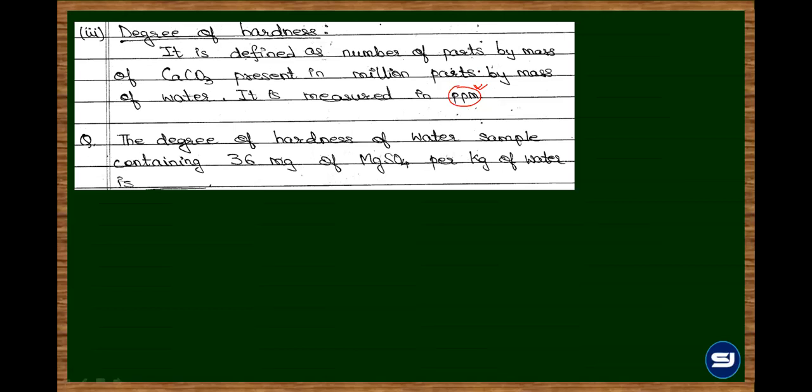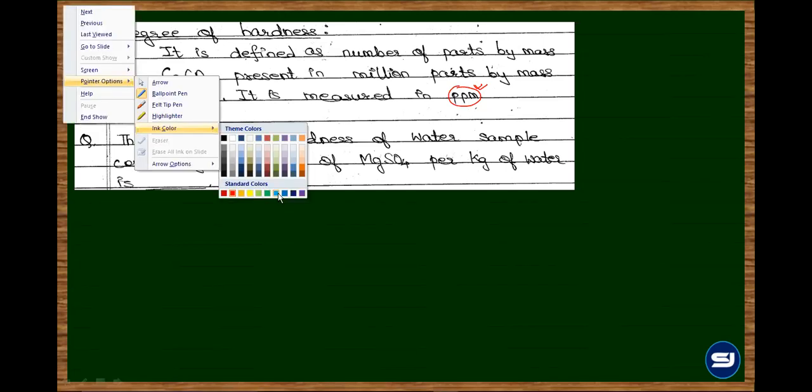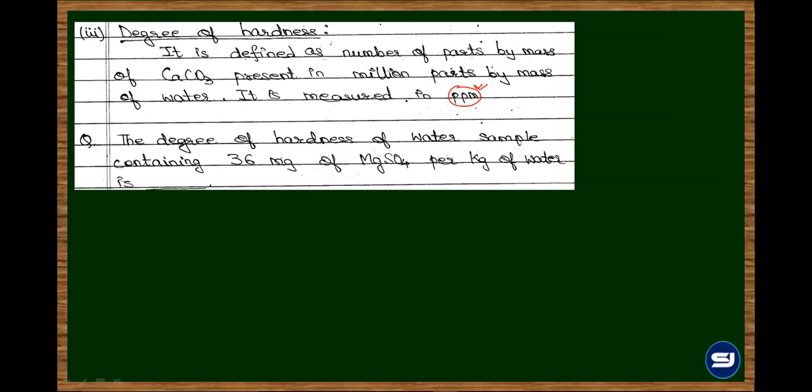So now, the degree of hardness of water sample containing 36 milligram of MgSO4 per kilogram of water is, yeah? So that mass of water is only water and CaCO3 combined. The water is basically the hard water, so obviously it will be combined. It's not pure water we are talking about.